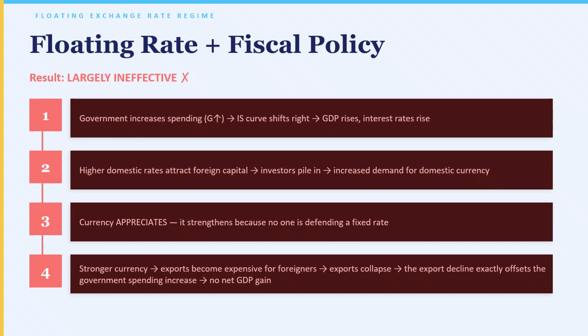A stronger currency is bad for exporters. Their goods now cost more for foreign buyers and exports fall. And this export decline is so precisely calibrated that it exactly offsets the government spending increase.